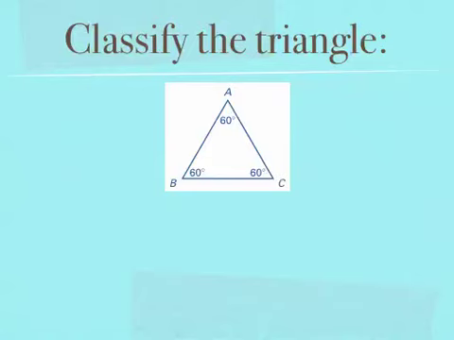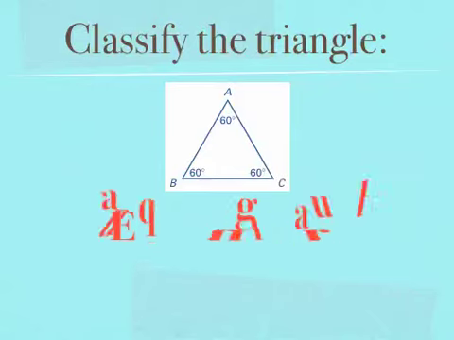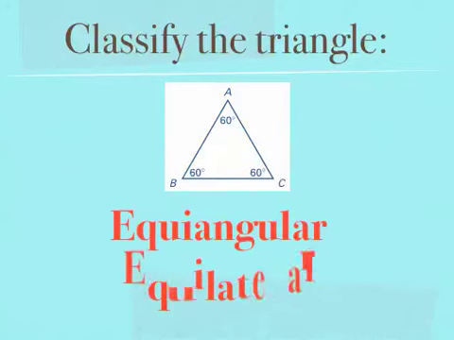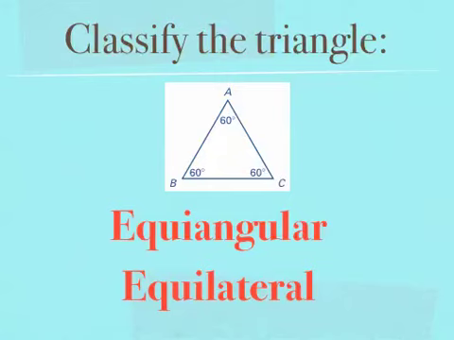The first example asks me to classify the triangle. Notice this is triangle ABC. A, B, and C all have a measure of 60 degrees, which means that all of these angles are congruent. Because all of the angles are congruent, I can say that this triangle is equiangular. But I can also say that this triangle is equilateral because I just said that if a triangle has three congruent angles, it also has three congruent sides. You always classify a triangle based on both sides and angles. So you should have two words classifying every triangle that you are asked to classify.